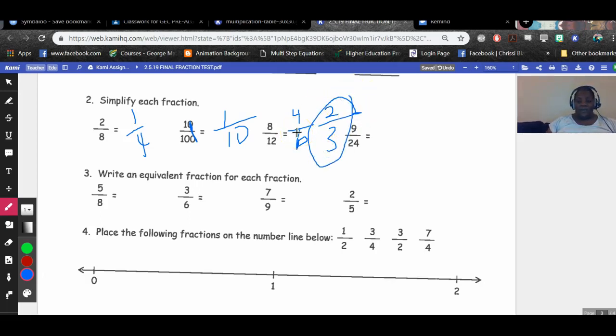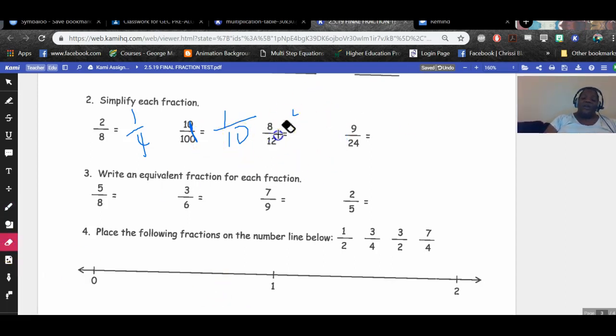Now, it seems like I'm going a little bit fast because this is stuff that we've been doing in class for the last 2 weeks now. So again, stop, rewind if you need to, or come to me in the morning or during lunchtime before your exam. Okay?